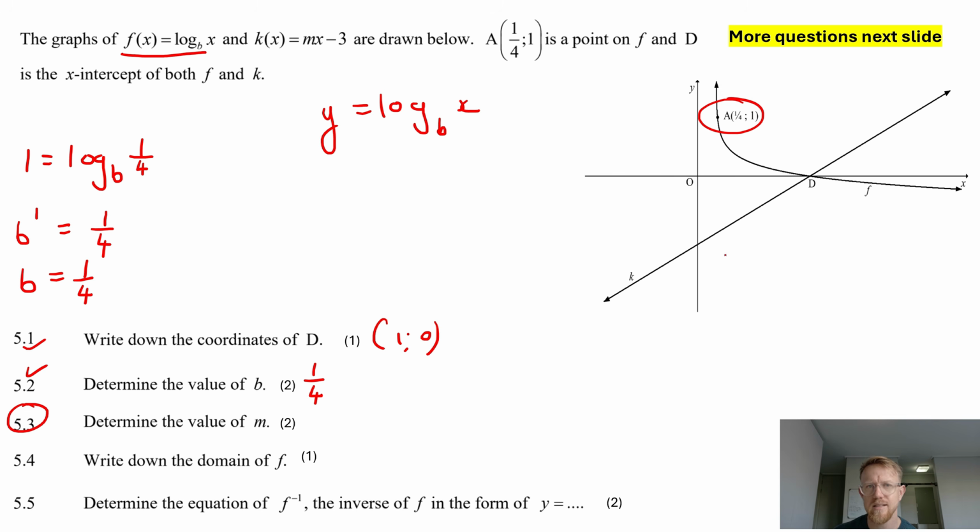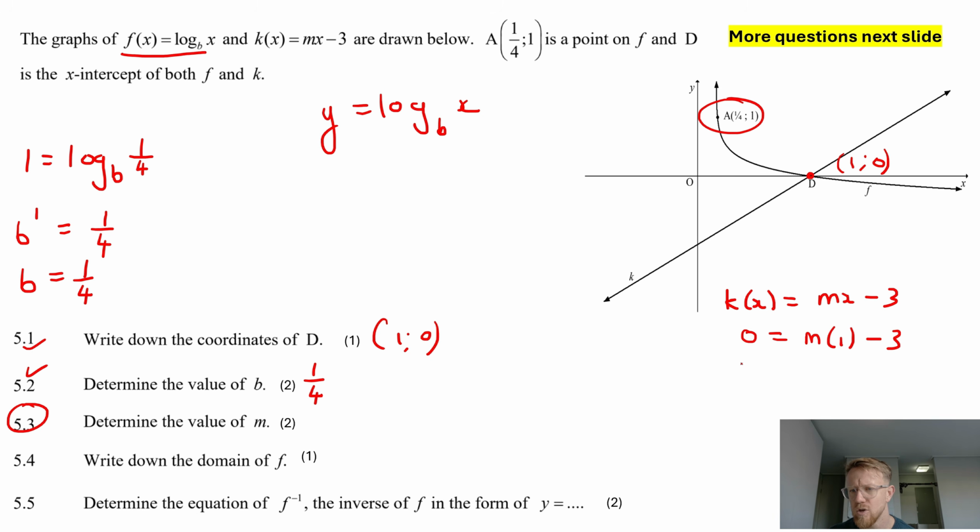This question over here says determine the value of m. So we know that this point over here is 1 and 0. And so you can just plug that into this equation over here. So we know that k of x is equal to mx minus 3. And so if you plug in, 0 equals m times 1 minus 3.